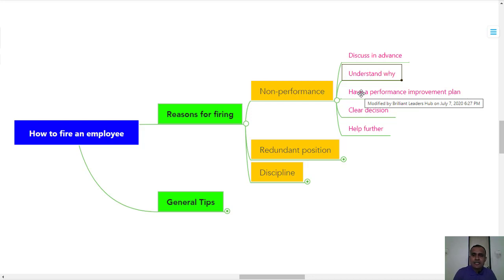But if the person is not able to cope and you are clear that this isn't going to work, take a decision. Don't keep it lingering. Take a clear decision to remove the person. Then thereafter, see if the person needs any kind of help.